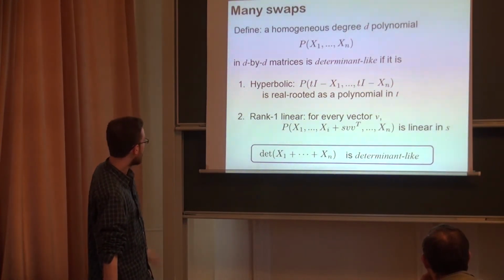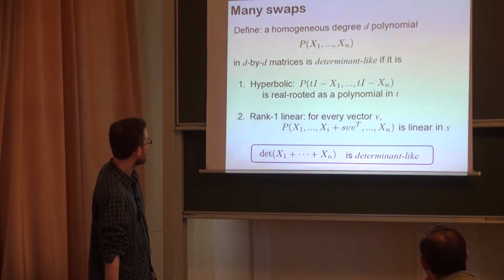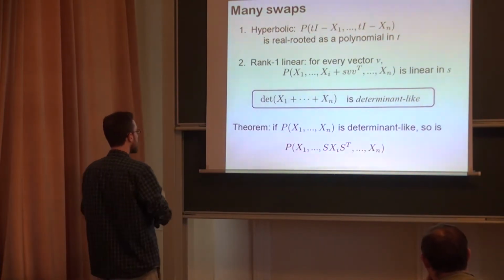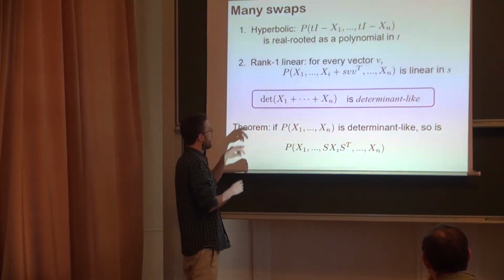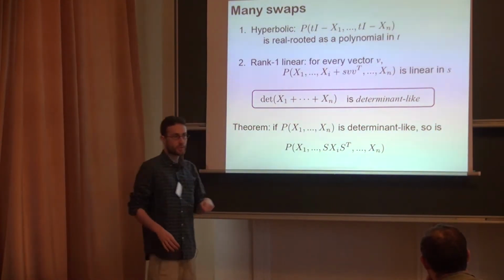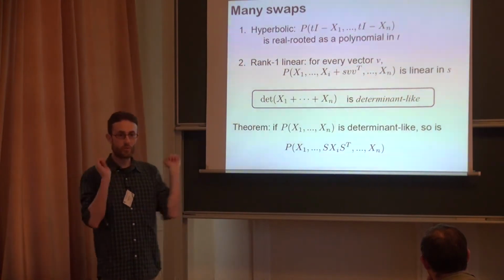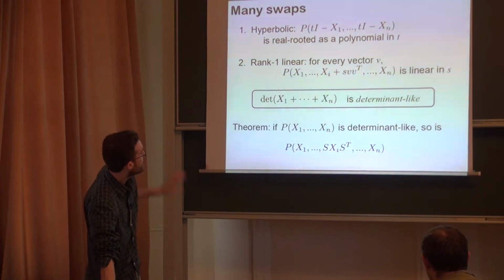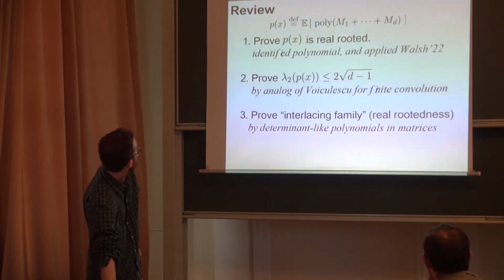And of course, at the beginning, the determinant is obviously determinant-like. And our theorem is that if P is determinant-like, and then you do one of these random swaps to it, that's determinant-like as well. So you maintain this determinant-likeness all the way up, which means that you can keep performing the operations.